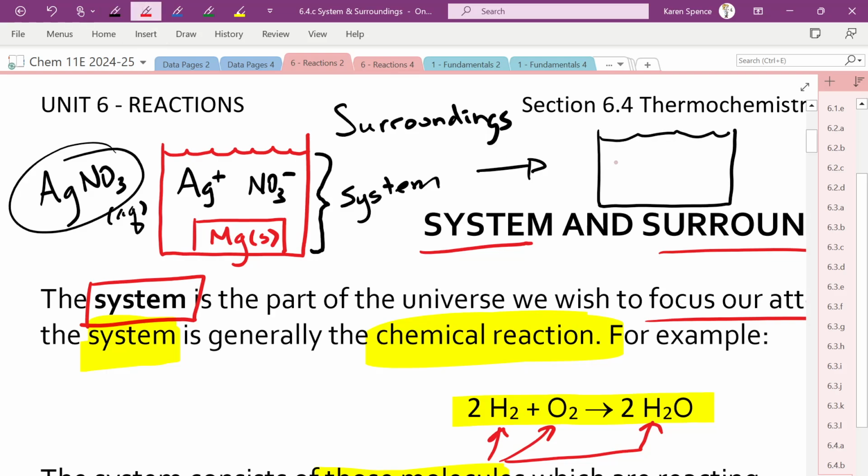so the Mg would become 2+. We would still have NO3 floating around. There would be a lot of NO3s. This is obviously not balanced, okay? And what would happen is at the bottom, you would have silver forming. Okay? At any rate, heat would go in or out of that system depending on whether that is an endothermic or an exothermic reaction. Okay?